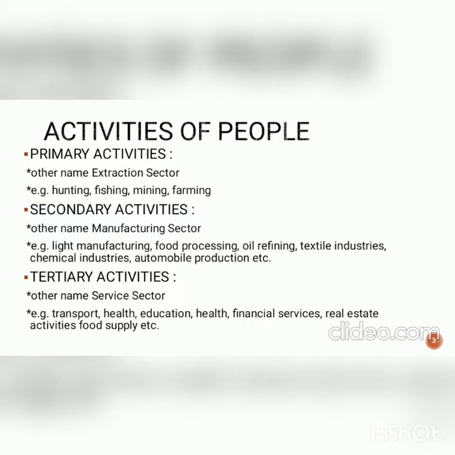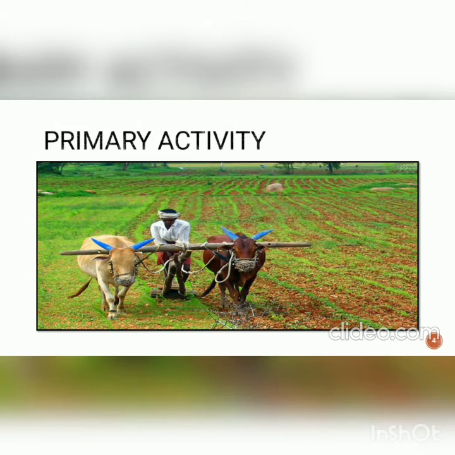First, the primary activity, in which we include hunting, fishing, mining and farming. Then the secondary activity, which includes manufacturing, food processing, oil refining, textile industry, iron and steel industry and automobile industry. Now the tertiary activity. Tertiary activity deals with the service sector. In this, we have transport, health, education, financial services and real estate services.